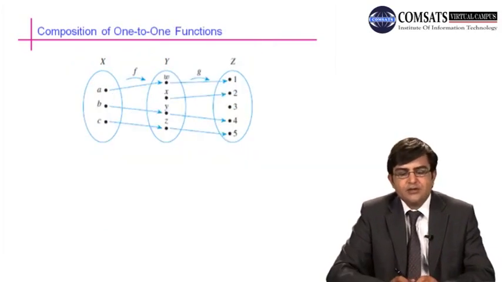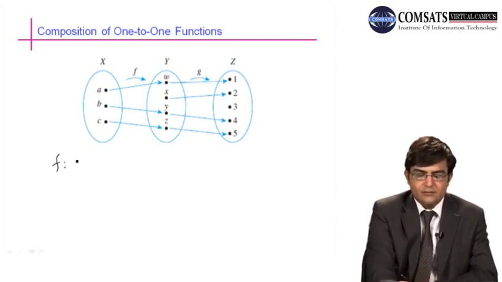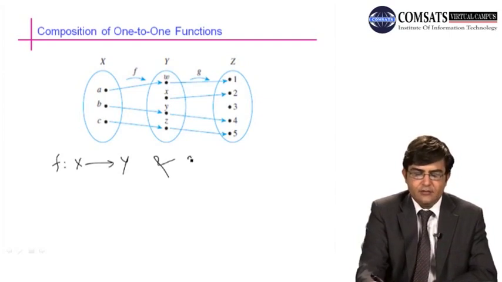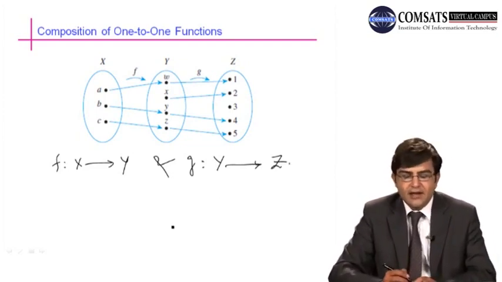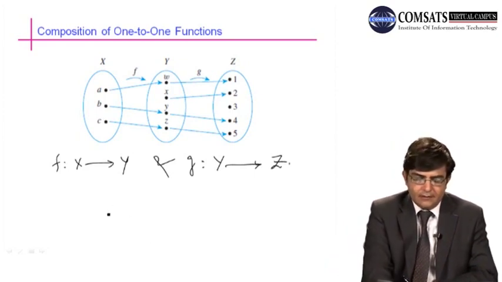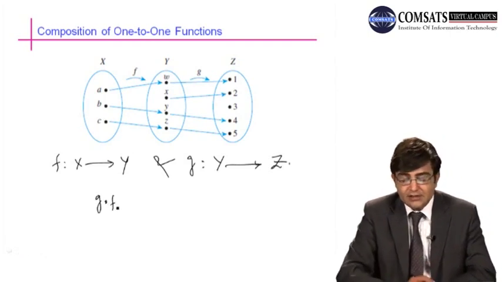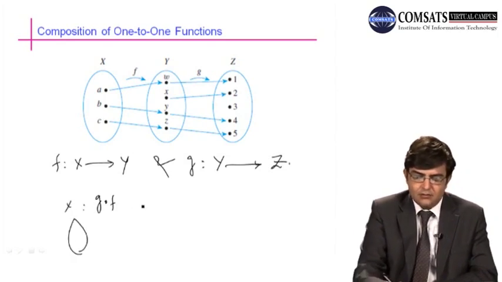Next is the composition of one-to-one functions. How do we define the composition of one-to-one functions? If we are given any two functions which are one-to-one, for example here F is from X to Y and G is from Y to Z, both of these two functions are one-to-one. You can see it in the arrow diagram. Now the composition of G and F, G circle F, is defined from X to Z.